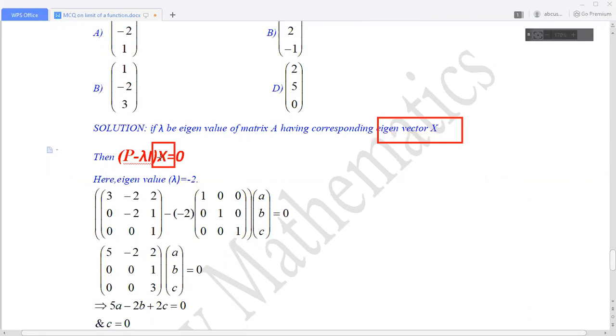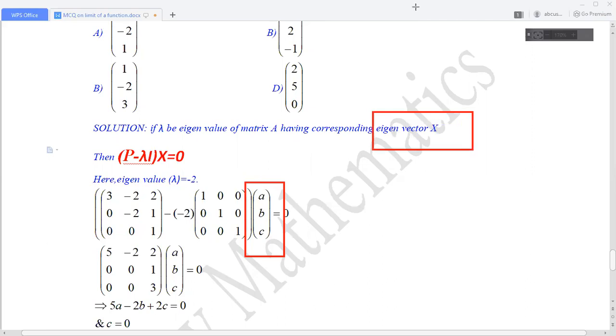We are going to find out the value of x. Suppose it is the column vector a, b, c. Here are three variables because this matrix is a 3 by 3 matrix, so we have to assume three variables for the eigenvector: a, b, and c. We are going to find out the values of a, b, and c. Then that vector is called the eigenvector x.